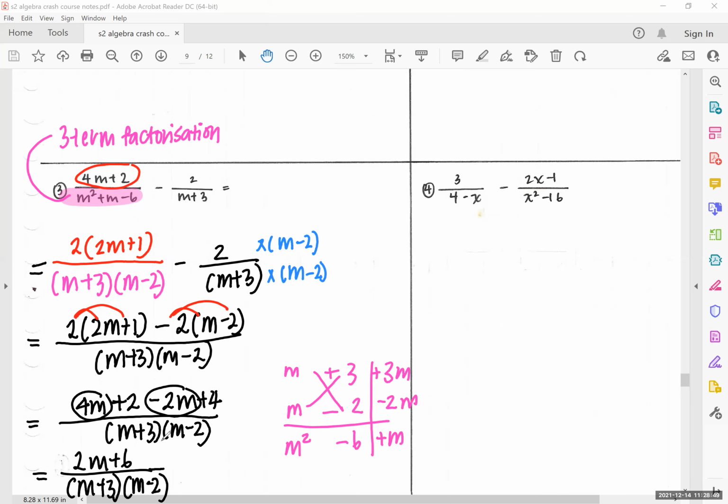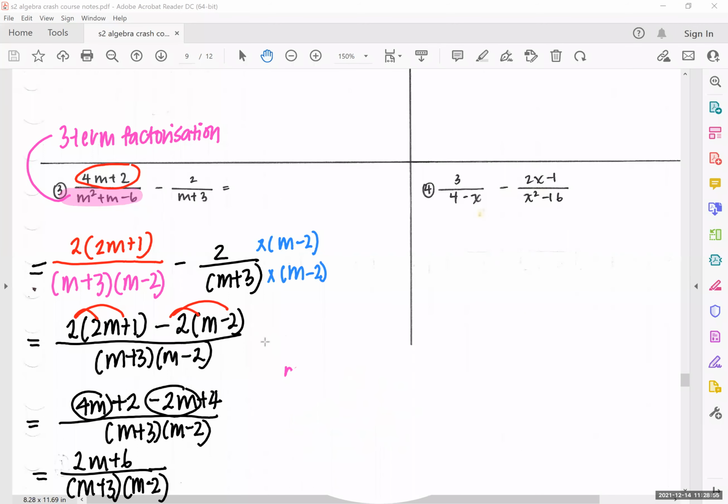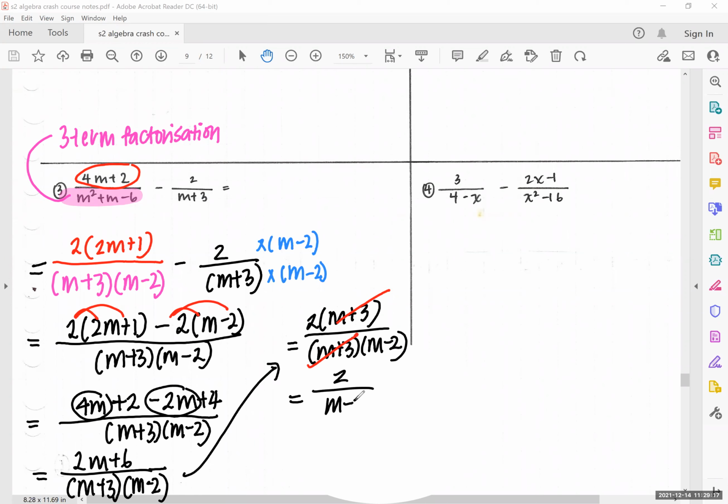Okay, I got not enough space again because what is the next part? I can actually factorize the top. Excellent. So let's go and factorize the top. Take out 2n plus 3 over n plus 3 and n minus 2. Excellent. So I realized that when I factorize, I can cancel the top and the bottom. At the end of the day, I have 2 over n minus 2.